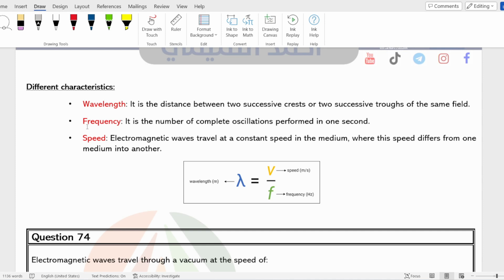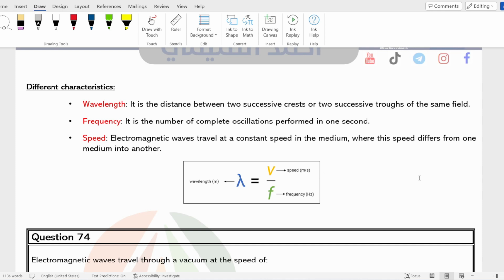And this is extremely important. We should know that as the electromagnetic waves travel from one medium to another, the frequency and the wavelength does not change. The only thing that changes is the speed of the electromagnetic waves.